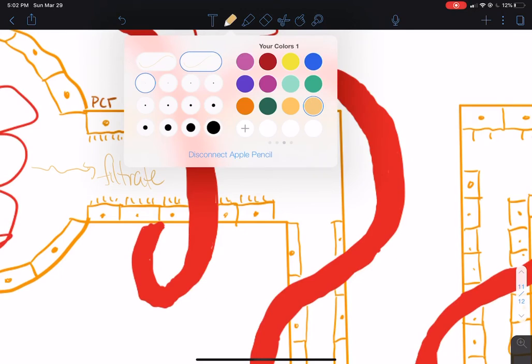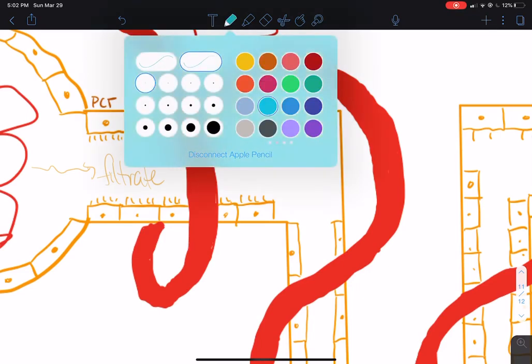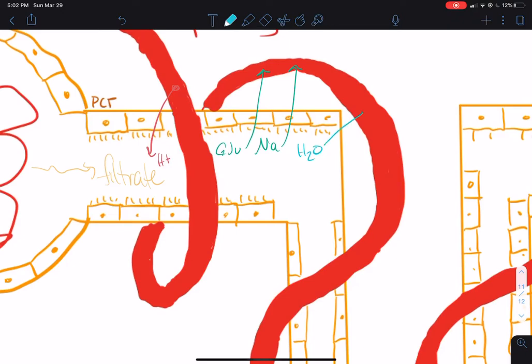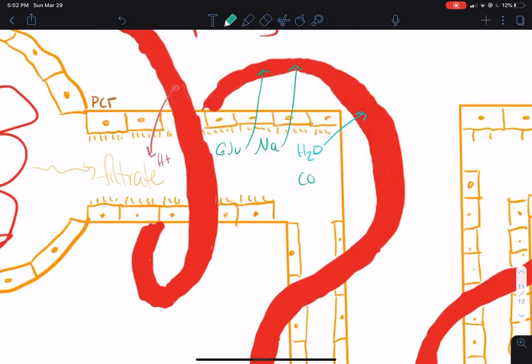I'm going to start with what gets secreted into the tubular space. And the first thing I want to start with is hydrogen protons. So that's going to acidify the urine. Then we're going to primarily reabsorb everything else. So like I said, glucose is going to get reabsorbed. Sodium is going to get reabsorbed. Water is going to get reabsorbed. And then we're going to have CO2 also get reabsorbed.